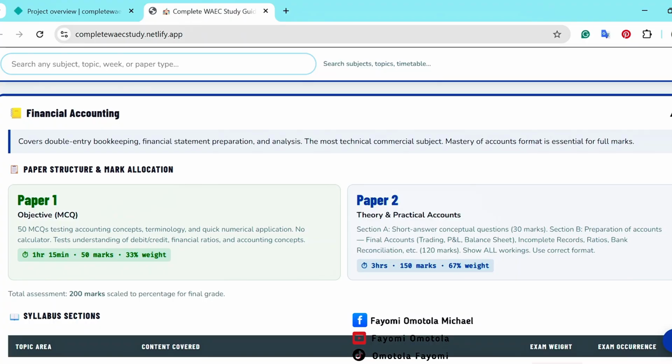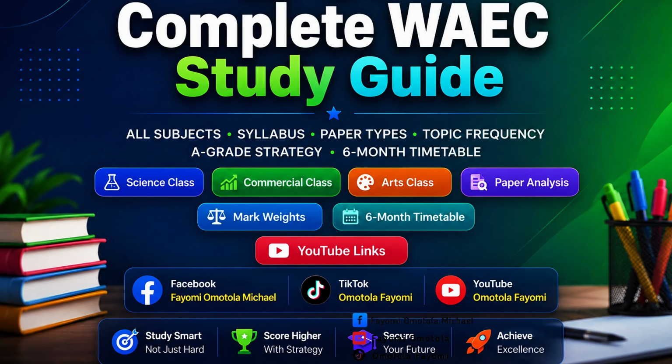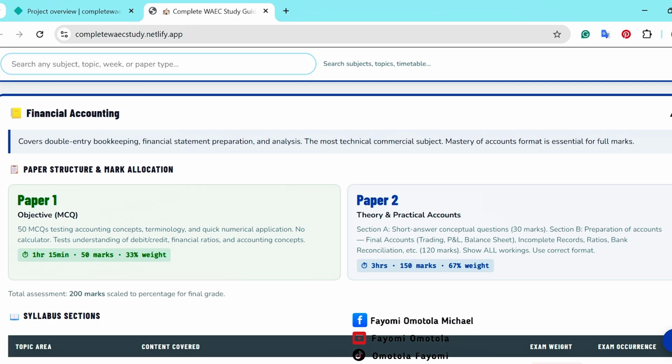Now, if you look at financial accounting, in this case for commercial students, it's right there on the screen. If you want to see it properly, go to the complete WAEC study platform. You will see all those things there. It's about double entry bookkeeping, financial statement preparation and analysis. And there are two papers for WAEC. It's not practical. It's basically about objective and theory.